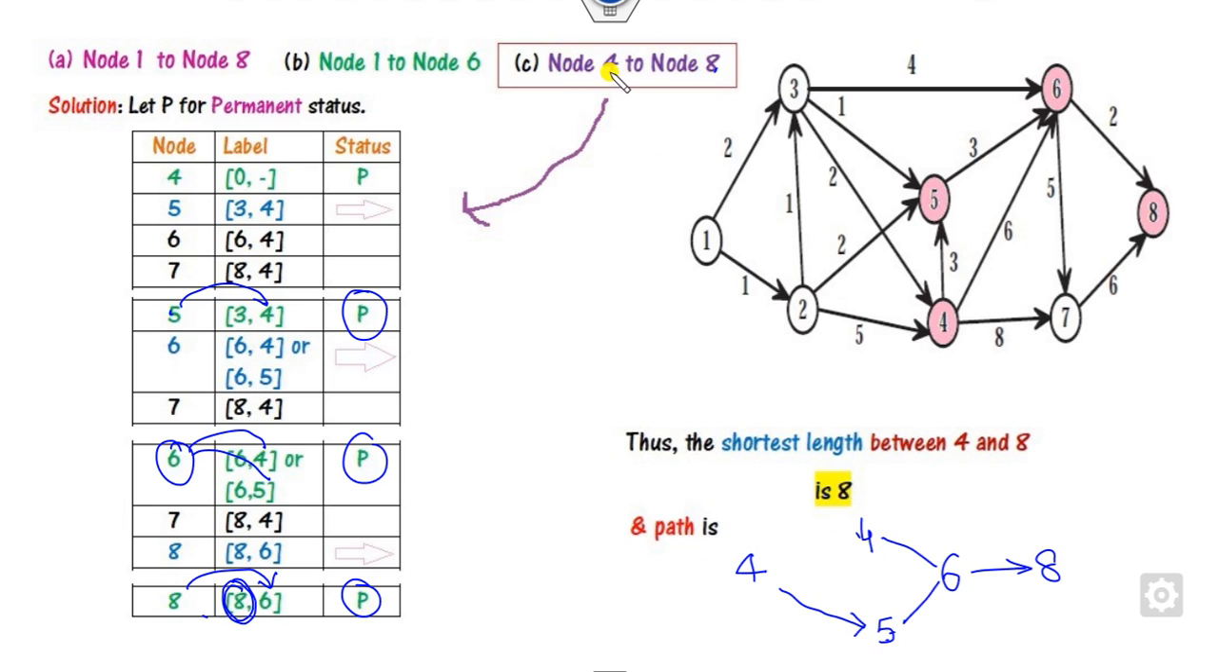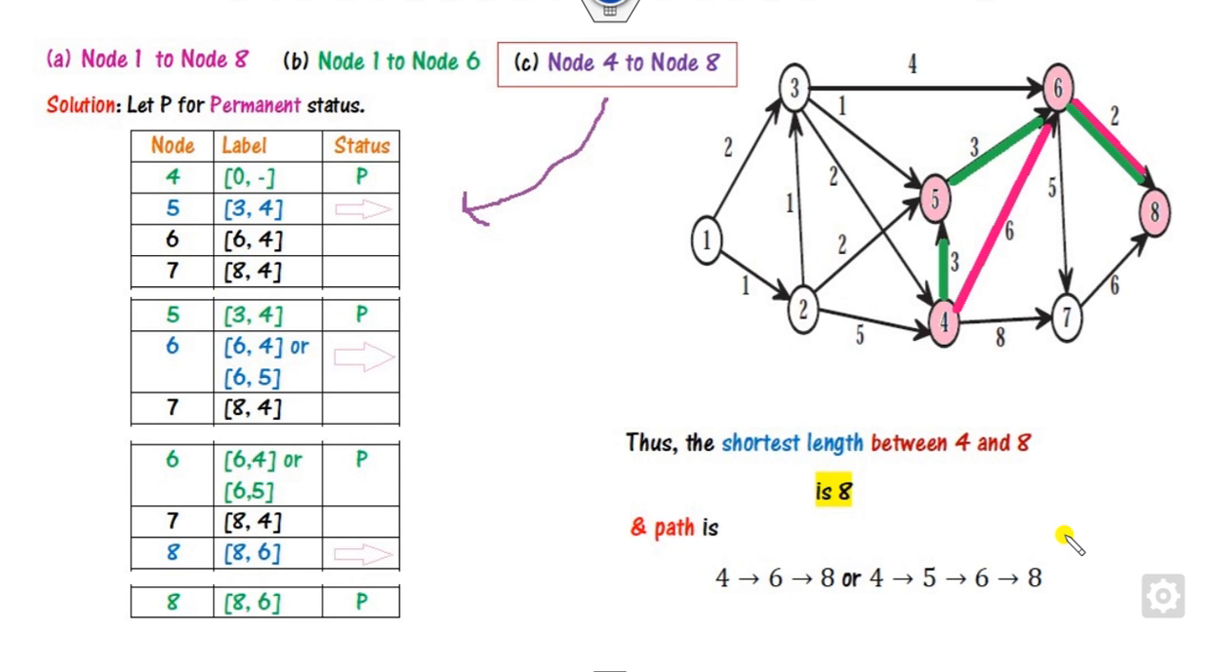So it means my distance from the 4 to 8 is either 4, 6, 8. But there are two paths, 4, 6, 8 and 4, 5, 6, 8. You can see 4, 5, 6, 8 in the green color and 4, 6, 8 in the pink color, and you can see the distances are the same, that is my 8.